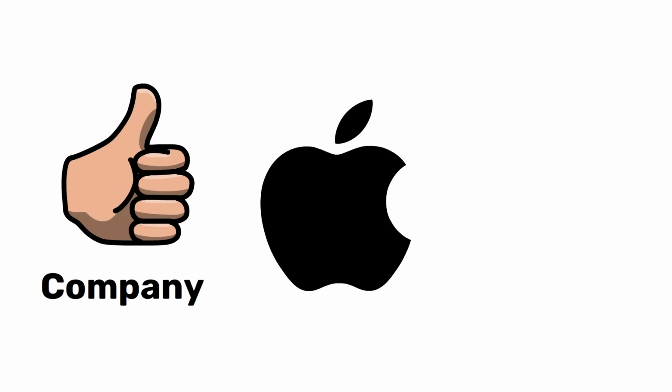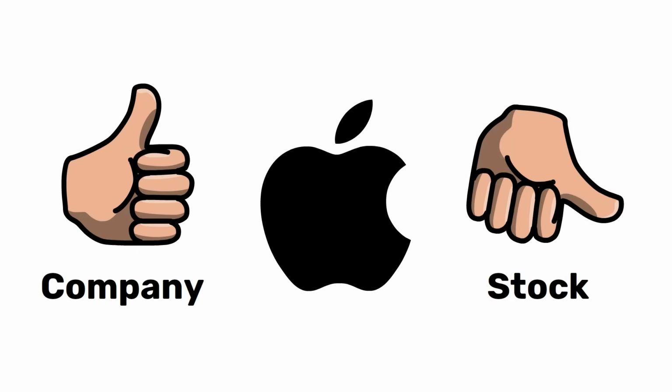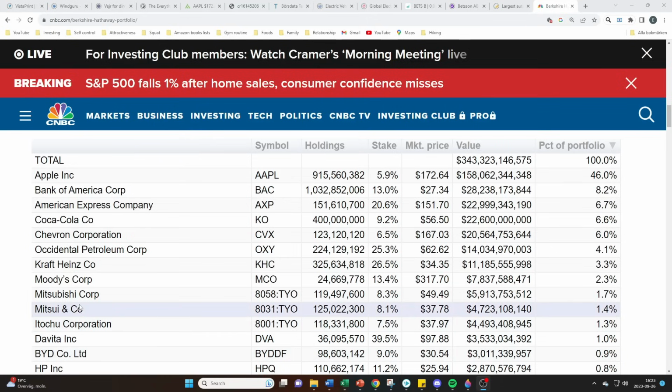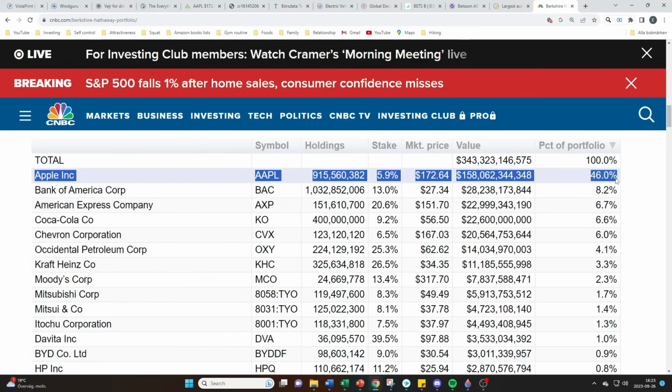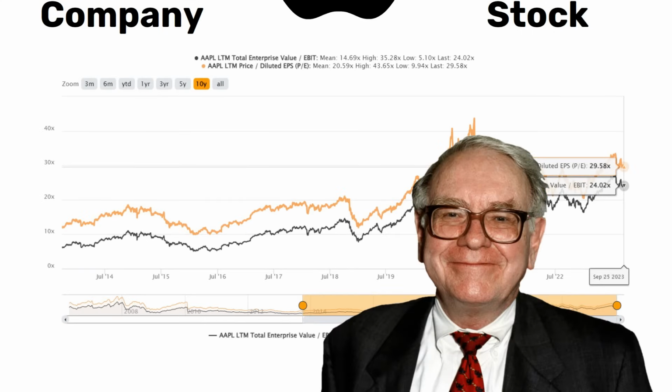Apple is one of the greatest companies in the world. It's not the company that we have an issue with here, but rather the price of Apple's stock. We'd happily put up a ton of our money in this company if only it would trade at lower multiples. And yes, we know that Apple currently represents a huge portion of Berkshire Hathaway's publicly traded portfolio, but we do not think that Warren Buffett would buy Apple at today's levels.